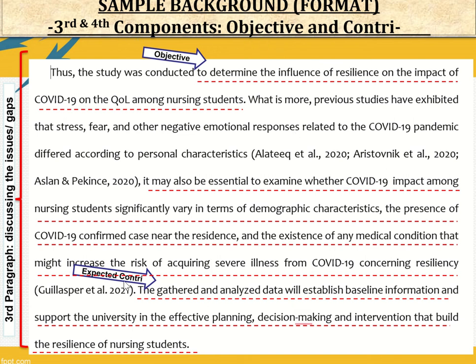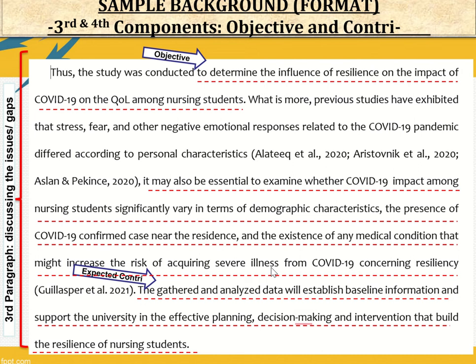And then the fourth component is the expected contribution. Ito yung kanyang statement. The gathered and analyzed data will establish baseline information and support the university in the effective planning, decision-making, and intervention that build the resilience of nursing students. By the way, this is a finished study. Hindi lang to napalitan, pero this is already in past tense, no?